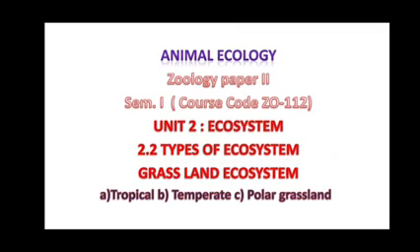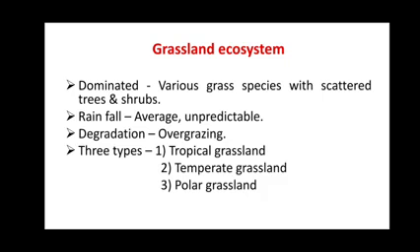Today we are going to study the subject Animal Ecology, Zoology Paper 2, Semester 1. The course code is Z0112. The unit is Ecosystem, and in that, 2.2, which is types of ecosystem. In that we are going to study the grassland ecosystem. This subtopic includes the tropical grassland ecosystem, the temperate grassland ecosystem and the polar grassland ecosystem.